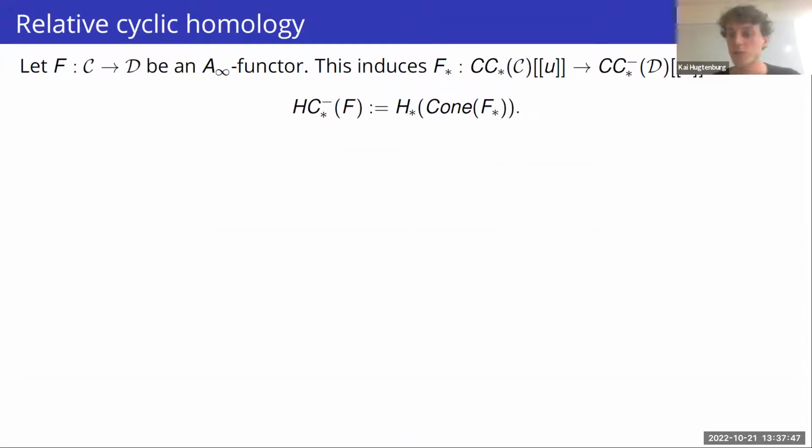So this is what I call relative cyclic homology. And this you can define in general if you have any A infinity functor between two categories C and D, then this will induce a map on negative cyclic chains: cyclic chains on C adjoin the parameter U, and I see a typo here, this minus shouldn't be here, and cyclic chains on D adjoin the formal parameter U.